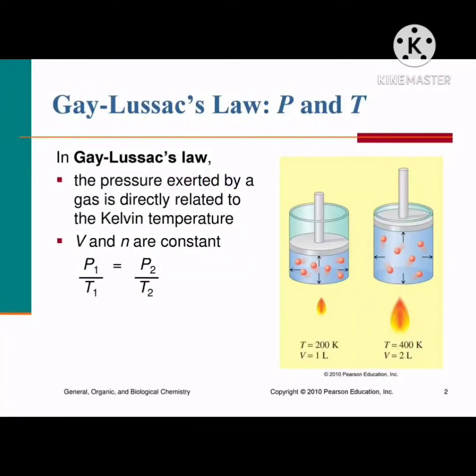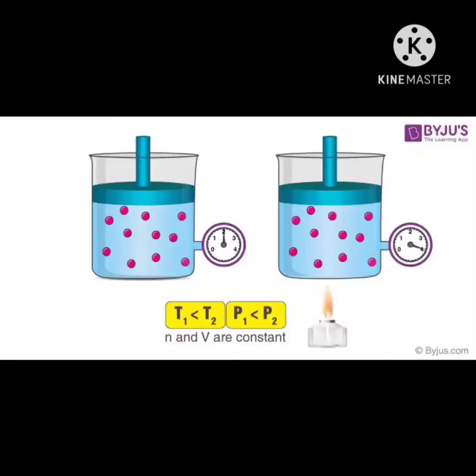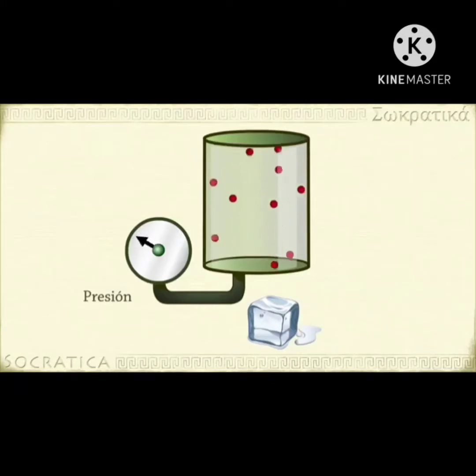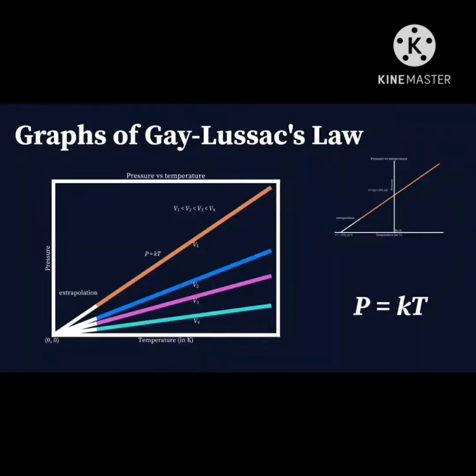Gay-Lussac's law states that at constant volume, the pressure exerted by a gas is directly related to its temperature. And as we can see in the animation, as the temperature increases, the pressure increases, and as the temperature decreases, the pressure decreases. This is the graph for Gay-Lussac's law.